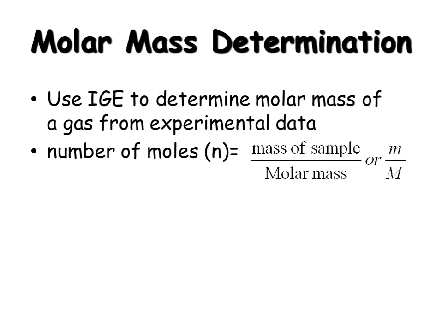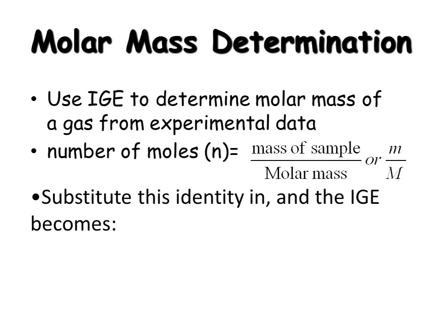If we substitute this little m over big M factor for n, our ideal gas equation becomes PV equals little m RT over big M. Well, if we solve for the big M, the capital M, we can determine the molar mass of the gas. And this would be useful if we have a gaseous substance of unknown composition.